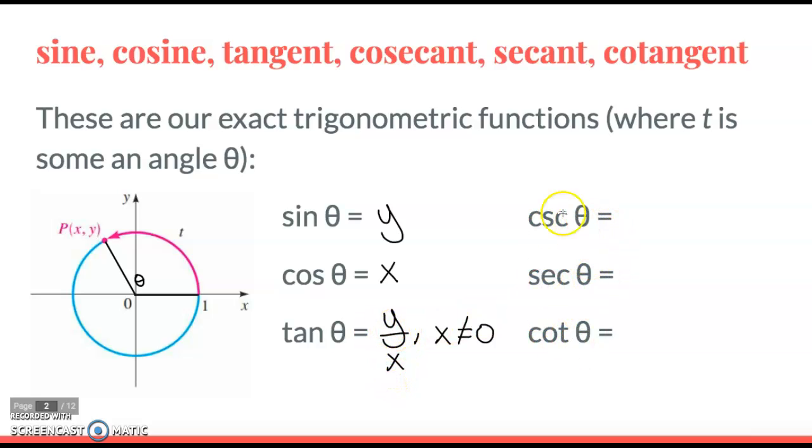Now these other three trig functions are what are called your reciprocal identities, and so they are essentially the flipped versions of your sine, cosine, and tangent. Cosecant would be 1 over y, so it's the reciprocal or flipped version of sine, with the stipulation that y cannot be 0. Secant is the reciprocal of cosine, and cotangent is the flipped version of tangent.